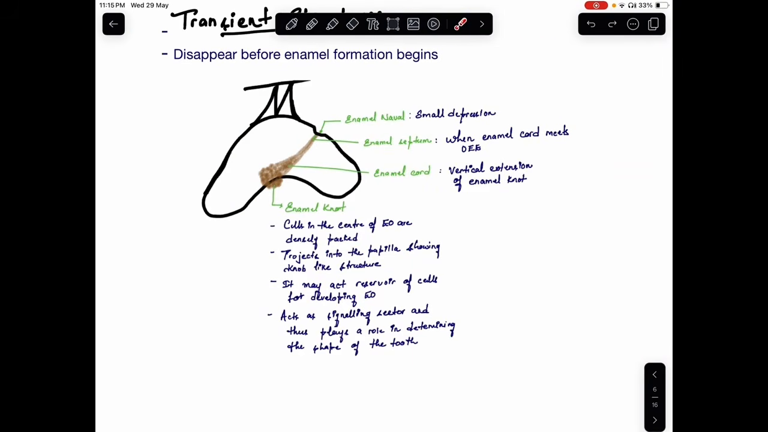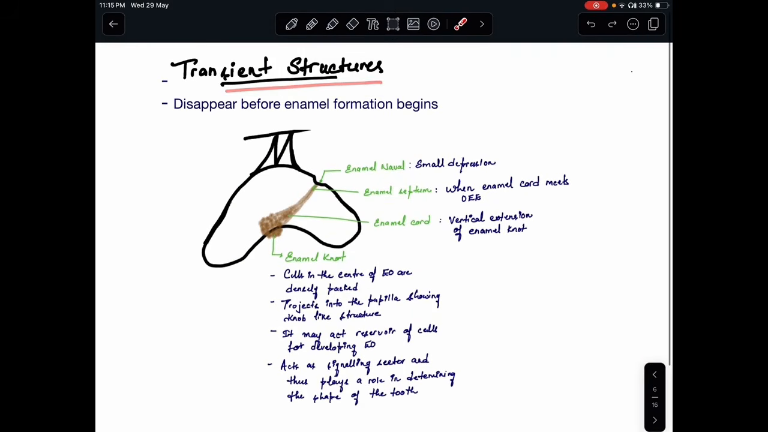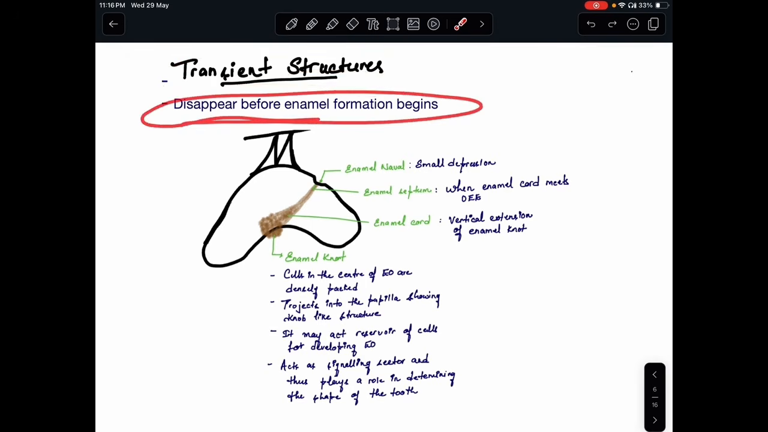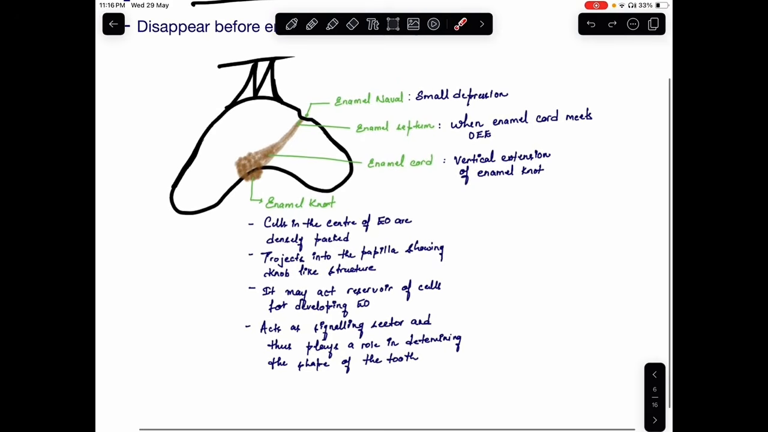Now moving on to the transient structures. Okay, what are the transient structures? Transient structures are seen in the cap stage and they disappear before the enamel formation begins. So in the next stage, enamel formation and dentine formation will begin. So these structures are seen only in the cap stage and they disappear. What are they? So there are the central cells of the enamel organ. Okay, cells in the center of the enamel organ are very densely packed and are called the enamel knot. Sometimes they project outside the enamel organ into the dental papilla and show a knob-like structure.